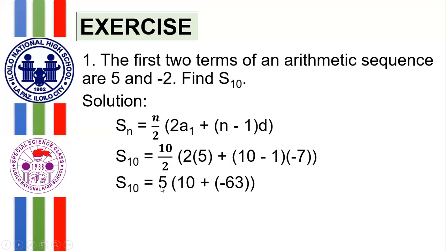10 over 2 simplifies to 5. 2 times 5 is 10. 10 minus 1 is 9. 9 times negative 7 is negative 63. The sum inside the parentheses here becomes negative 53, and multiplying them gives S sub 10, which is negative 265. I hope you got this as well.